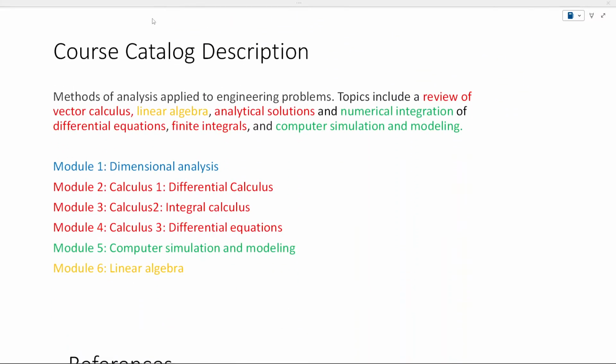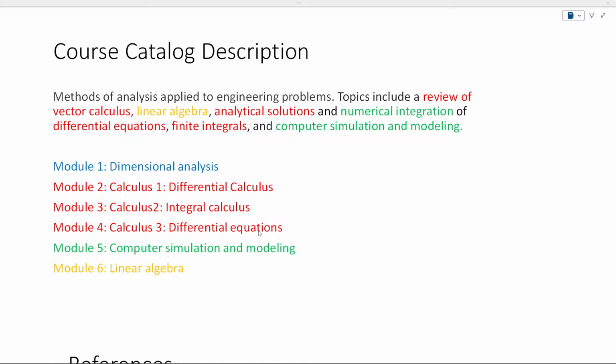So here, this is the course description according to the university catalog, and you see a big part of it, all these in red, is about calculus. So in order not to make one big module, I divided all this calculus into 3 modules. So Calc 1, Calc 2, Calc 3. Does it ring a bell? Okay. So in Calc 1, we will be mainly dealing with differential calculus. In Calc 2, we will be dealing with integral calculus. And then we will bring these two together and talk about differential equations.